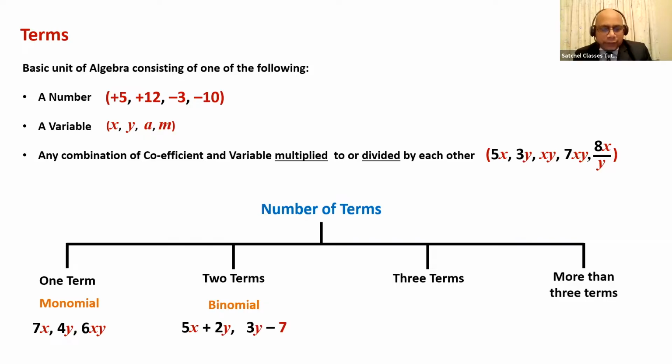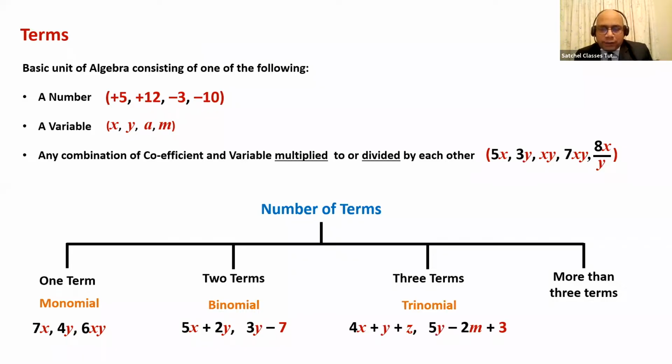A binomial is an algebraic expression having two terms, like 5x plus 2y. So 5x is one term, 2y is the other one. And this is an algebraic expression because we have two terms separated by a plus sign. Likewise, 3y minus 7 is also an example of a binomial.